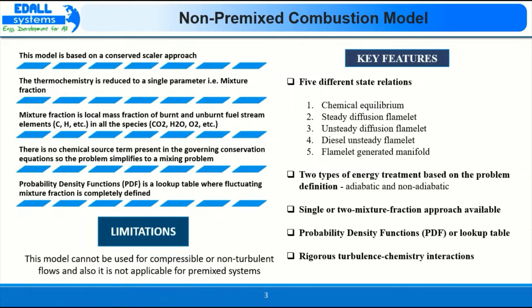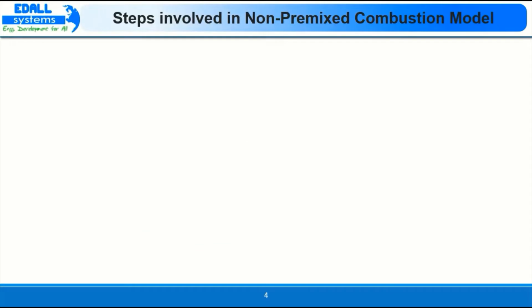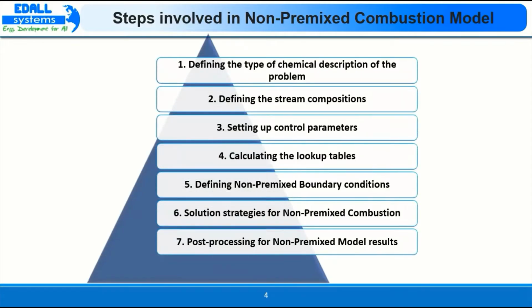Some of the limitations of this model are that it cannot be used for compressible or non-turbulent flows, and also it is not applicable for premixed systems. Now we'll see the steps involved in modeling the non-premixed combustion model. These are the complete 7 steps which we will go through in detail one by one, and we'll understand how these steps help us in defining the non-premixed combustion model.